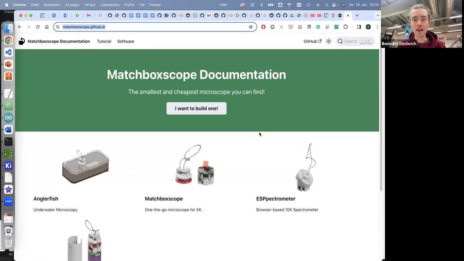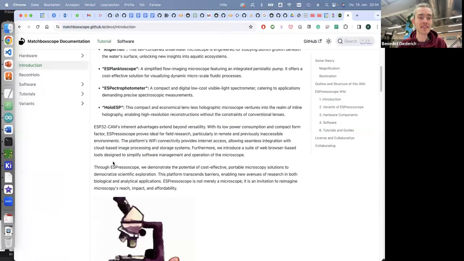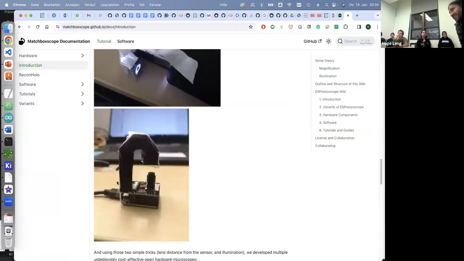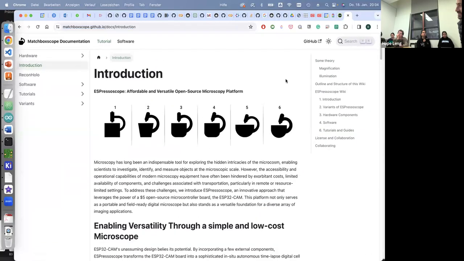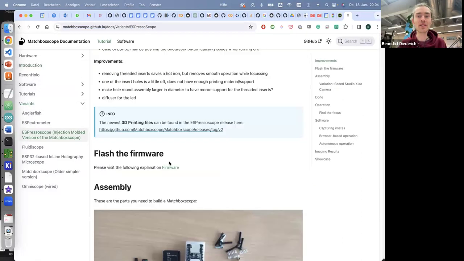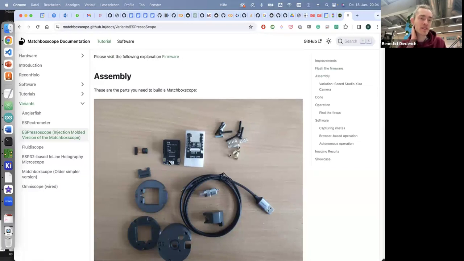Maybe not as a homework, but just as a source of inspiration: the Matchbox scope, which is now called Espresso scope because the ESP is the underlying device inside. Espresso because of the coffee, and ESP is the microcontroller that we are using to make it, which is a very cheap, very powerful microcontroller. That also refers to the first initial thought, why open source is important.